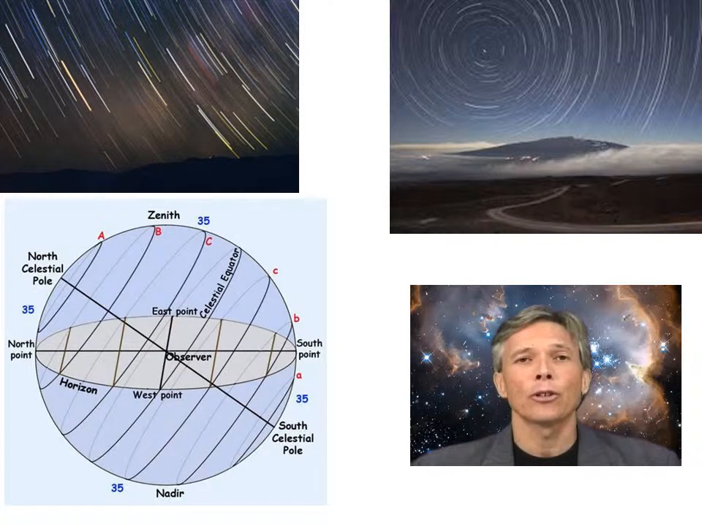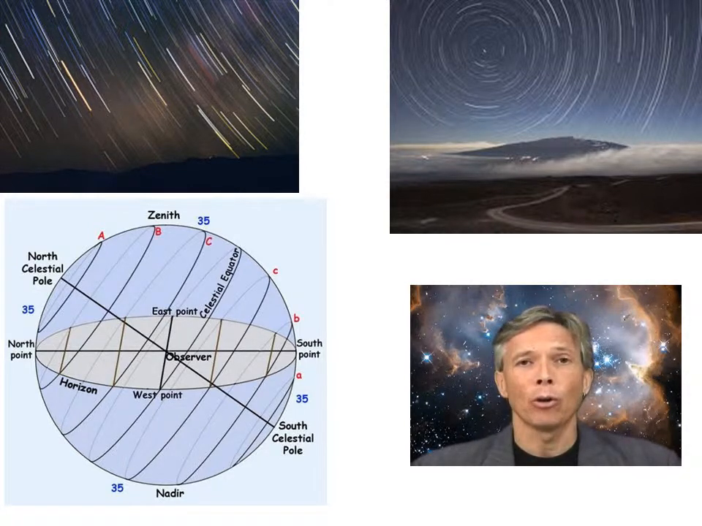If you were positioned at the Earth's equator, stars would appear to rise directly out of the east and set directly into the west. The North Celestial Pole would be down on the horizon. That represents the region around which the stars are rotating in the night sky.